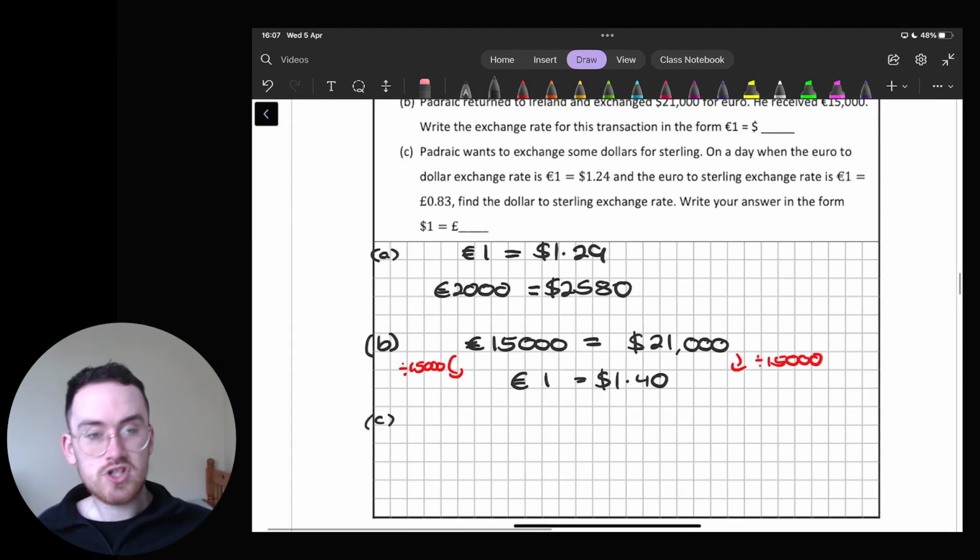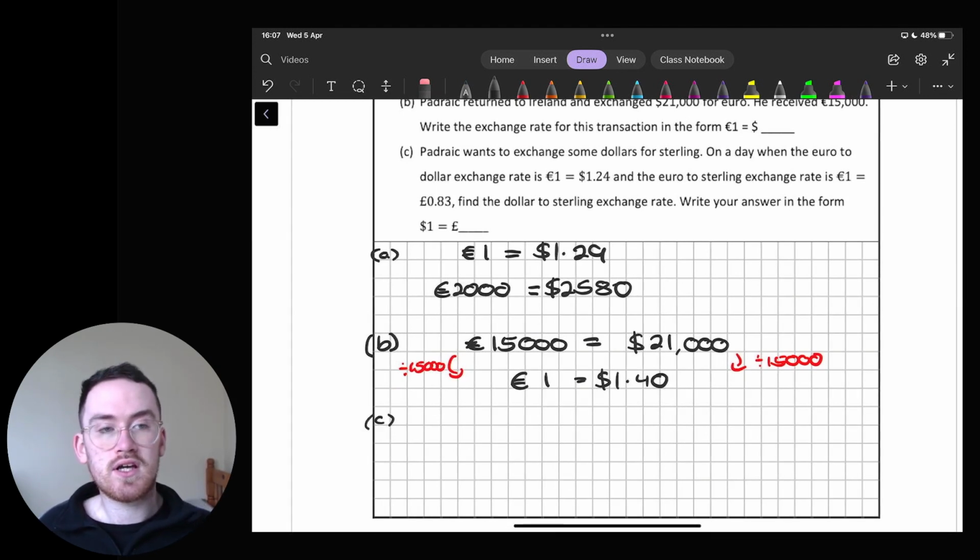Porrick then wants to exchange some dollars for sterling on a day when the euro to dollar exchange rate is €1 is $1.24 and the euro to sterling exchange rate is €1 is 83 pence sterling. Find the dollar to sterling exchange rate. Write your answer in the form $1 is equal to how many pounds sterling.